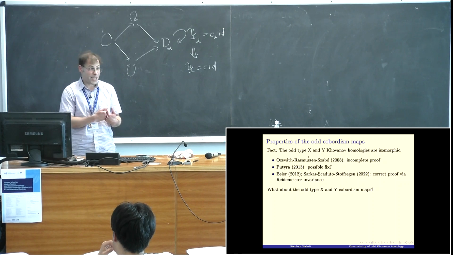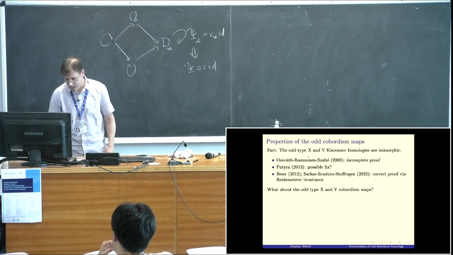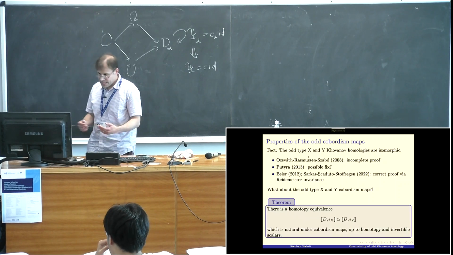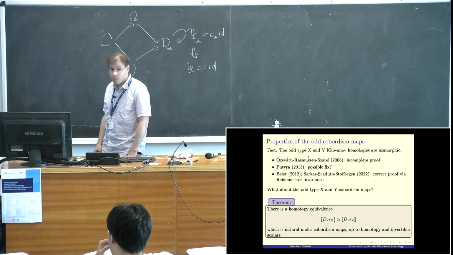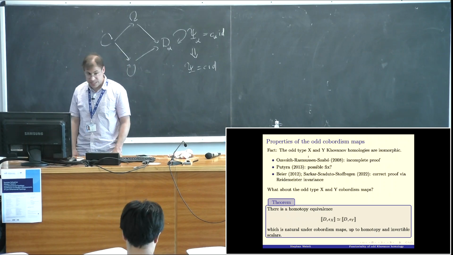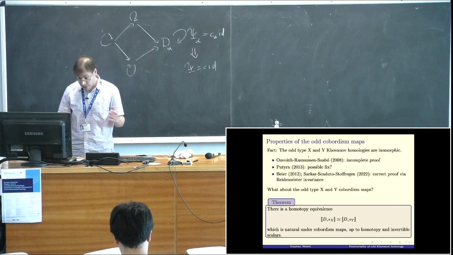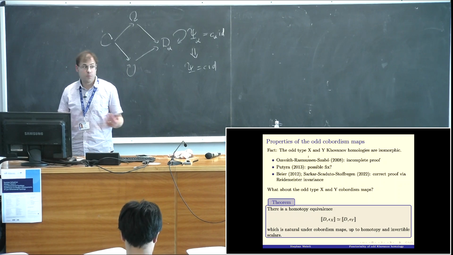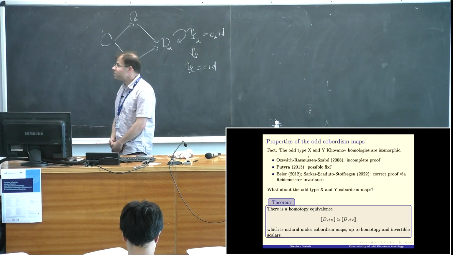Do the two types give rise to the same cobordism maps? And the answer is yes. There is a homotopy equivalence between the type X and type Y, or generalized Khovanov brackets actually, and this homotopy equivalence intertwines with the cobordism maps.